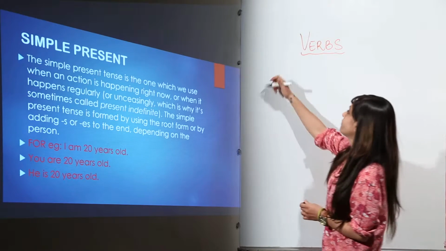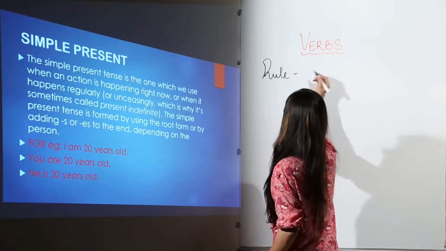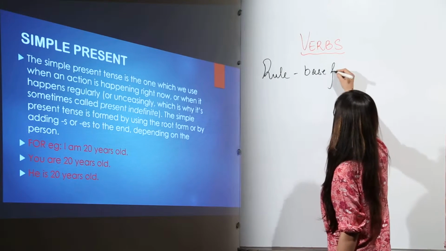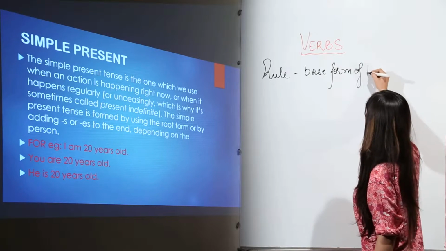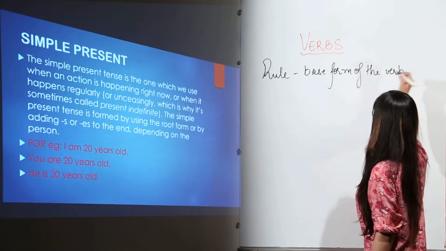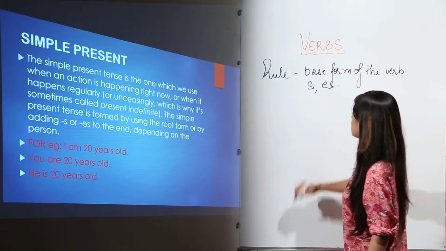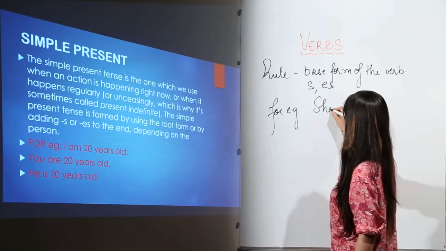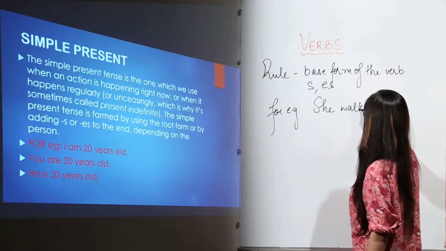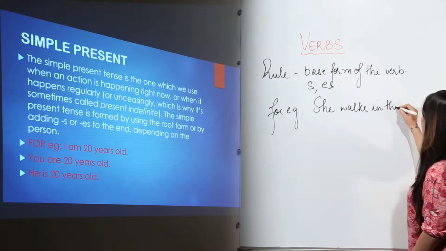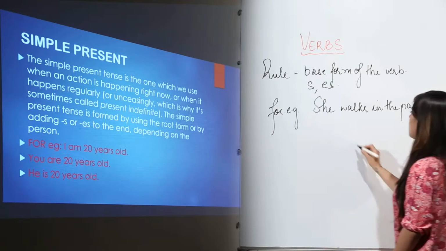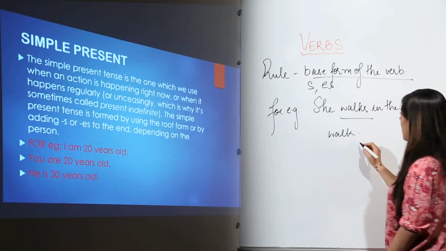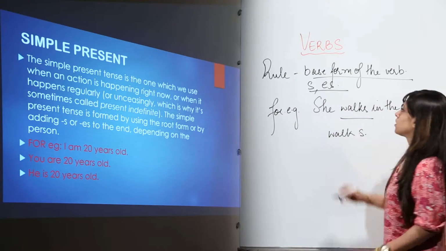The rule for simple present is base form of the verb with s or es. For example, she walks in the park. Walk is the base form of the verb and we add s to it to follow the rule.